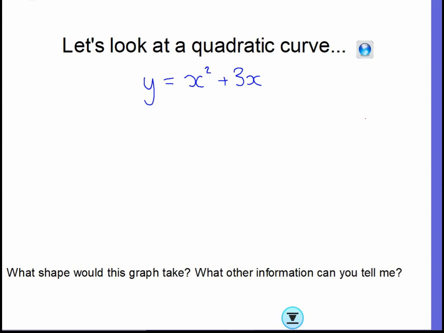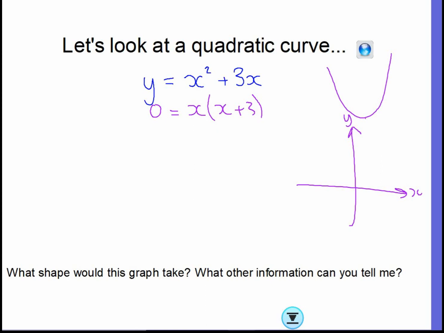So the best thing you could do now is just pause the video really quickly and think, well, what would that look like? What can I say about it? So hopefully you've been thinking it's a parabola shape, it's a happy quadratic. Hopefully you've set it equal to 0, because when we set y to be 0, we find the roots, and in doing so you factorized and you get two roots, one at 0 and one at minus 3. So if you wanted to sketch it, it would look something like this.